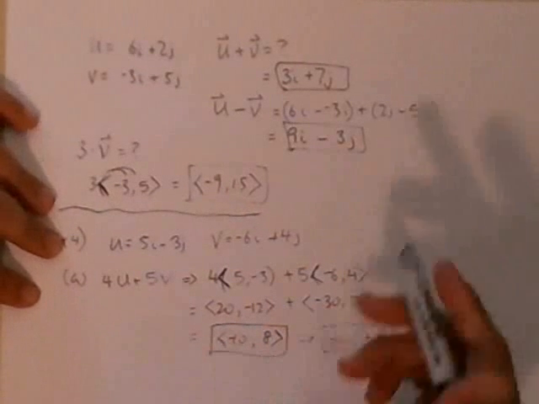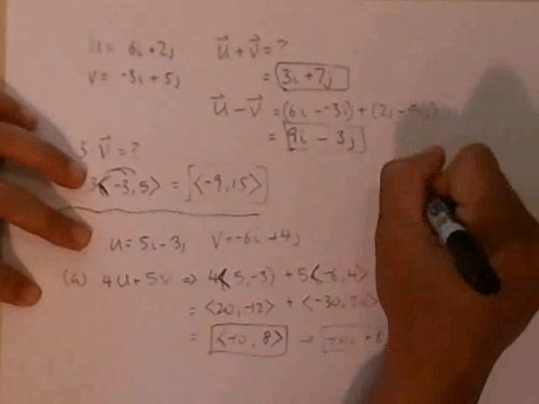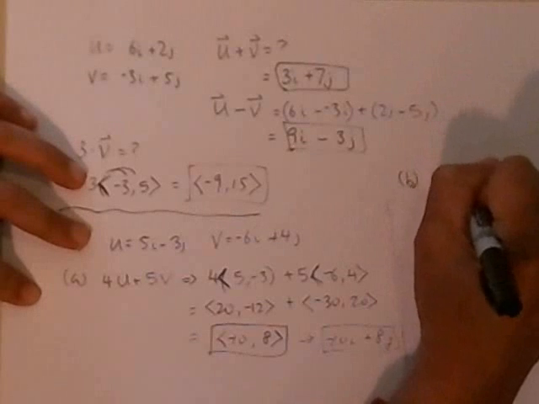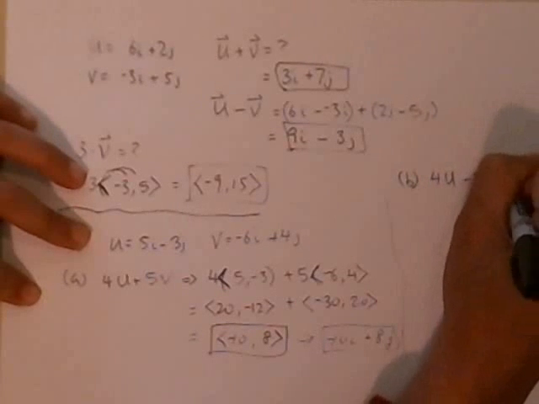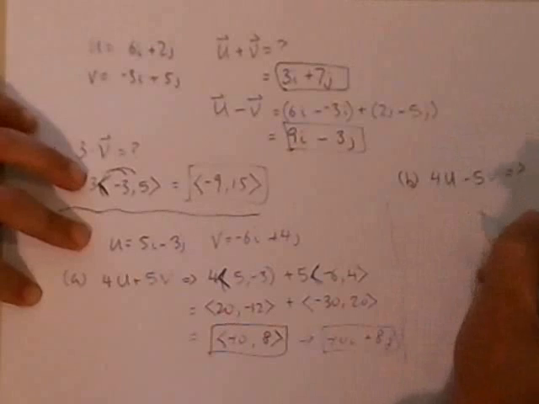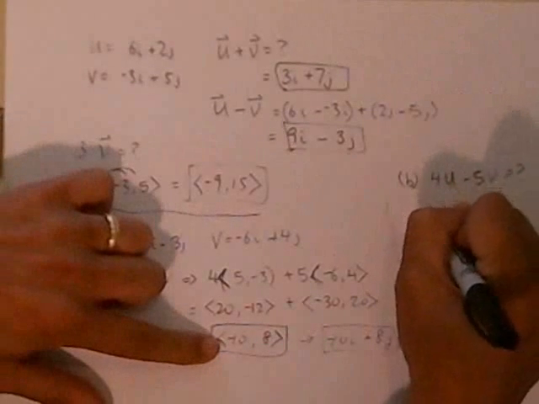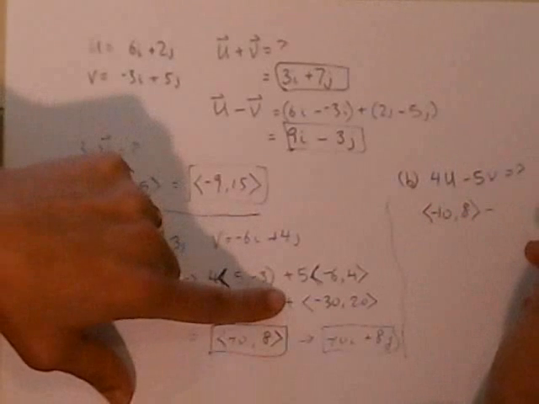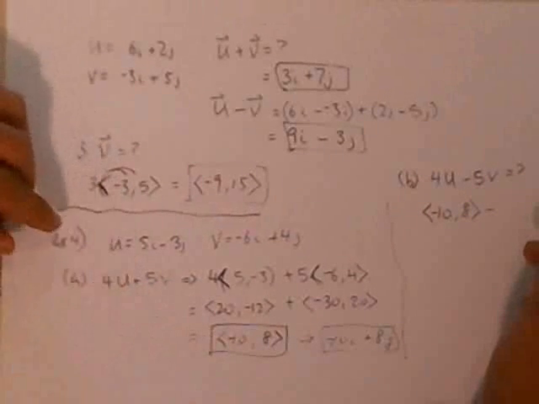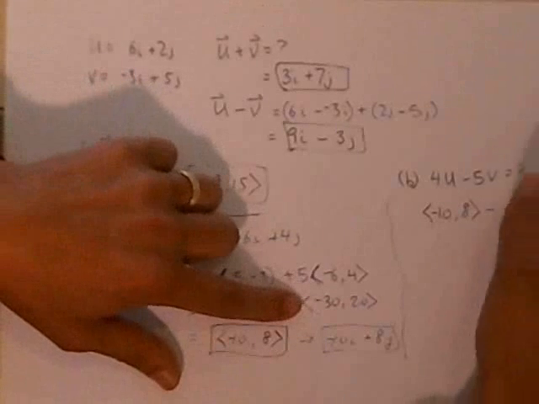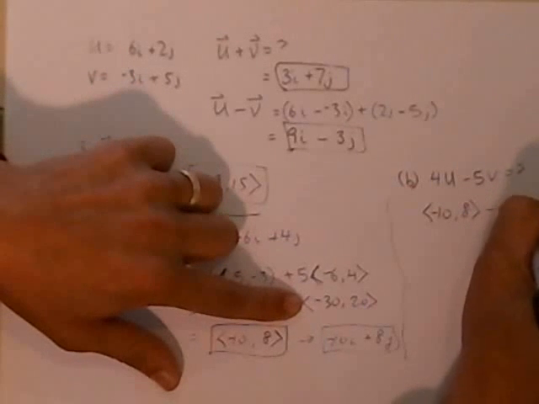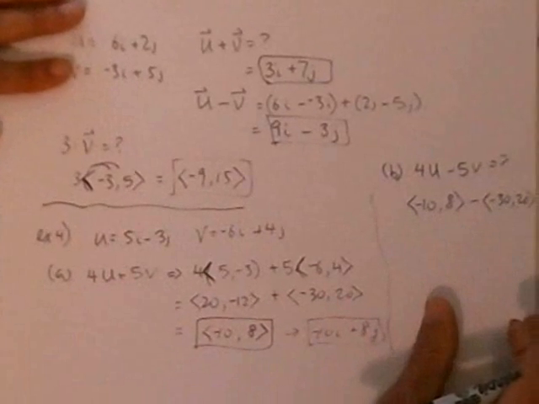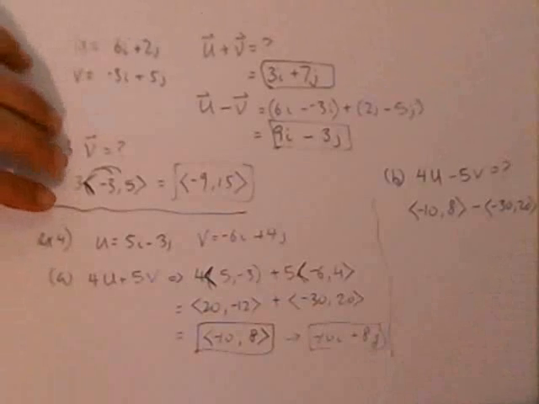Let's do part B. Part B says 4u minus 5b this time equals what? So we got 4u. 4u was negative 10, comma 8 minus, and then 5b. Where's 5b? We already made it. It's going to be negative 30 and then 20. I don't know if you can see that or not. I'm going to move it over just a little bit so that you guys can see it.